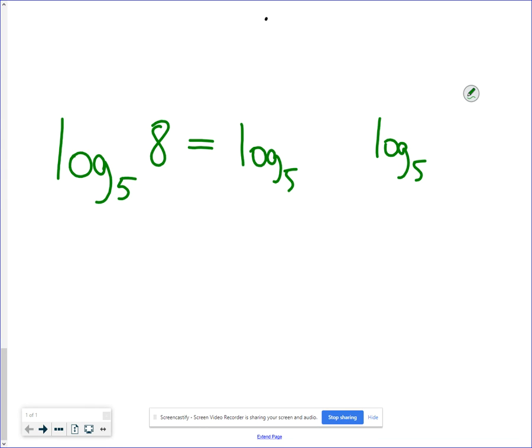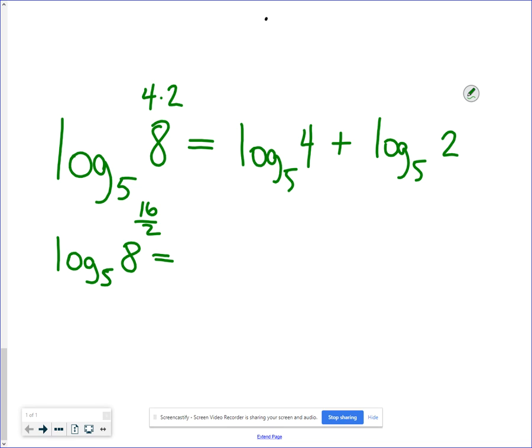One way we could do it is, well, 8. I could rewrite 8 as 4 times 2. So I could rewrite this as log base 5 of 4 plus log base 5 of 2. That's one acceptable answer. Another thing I could do is rewrite log base 5 of 8. Well, 16 divided by 2 is 8. So I could rewrite this as log base 5 of 16 minus log base 5 of 2. So these are just 2 of the different answers we could do. Okay? So you're also going to be doing that on today's assignment.